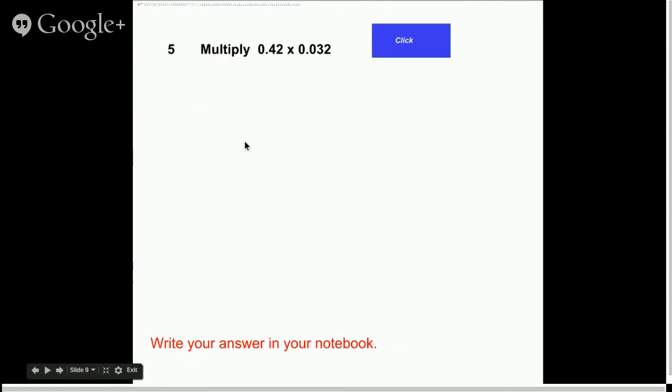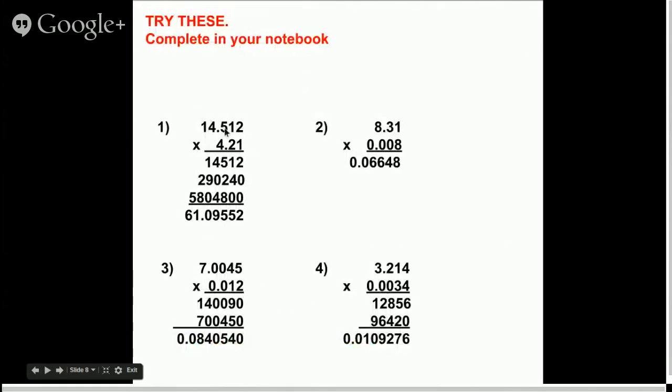Okay, so this one needs to have 5 digits after the decimal point. So 1, 2, 3, 4, 5. This needs to have 5 also. So 1, 2, 3, 4, 5. This needs to have 7 digits after the decimal. So 1, 2, 3, 4, 5, 6, 7. And same with this one. 1, 2, 3, 4, 5, 6, 7.